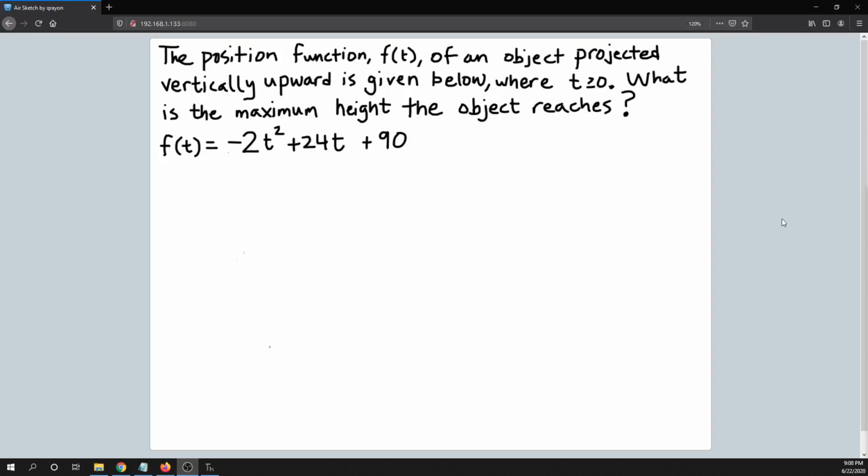In this video, we are going to work this problem. It says the position function f of t of an object projected vertically upward is given below, where t is greater than or equal to 0. What is the maximum height the object reaches? Okay, so this is the position function.